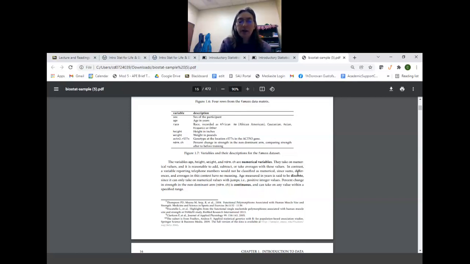So age is a numerical variable, but it's also discrete because it has numerical values that jump, so 1 year to the next year. Percentage change is continuous. It takes on any value within that range. So this is just an overview of the data, and this sort of links then to the different types of variables that will be in the next video.